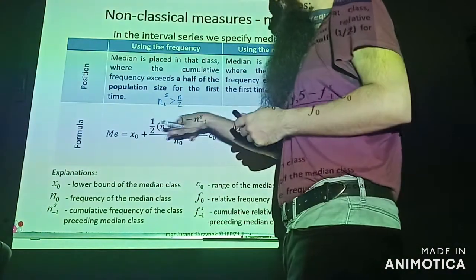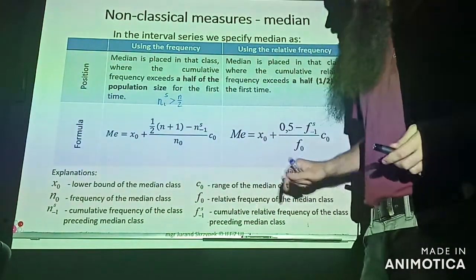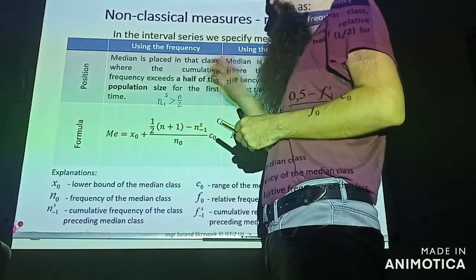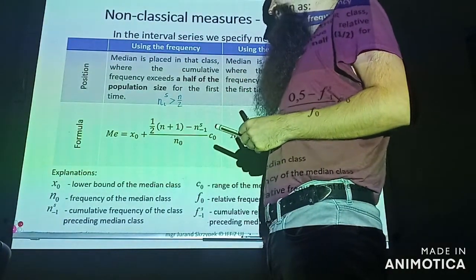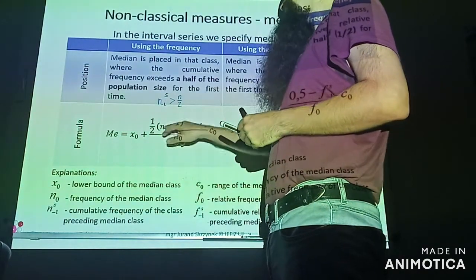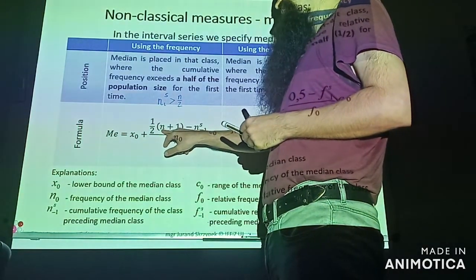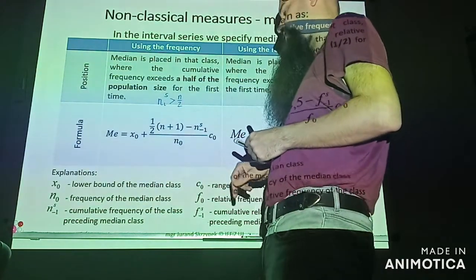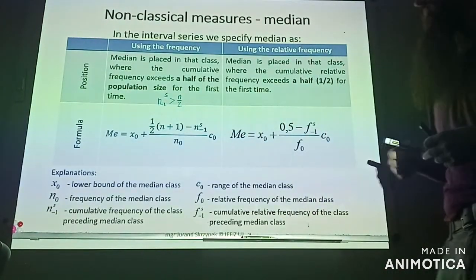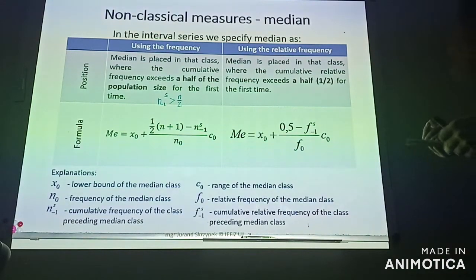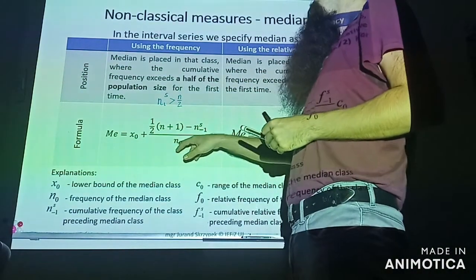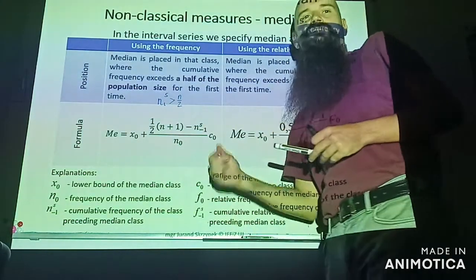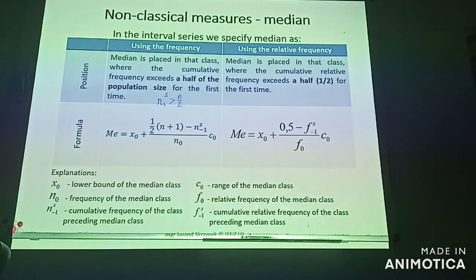we move on to the computation of the median, and all the categories are known to you. X0 is the lower bound of the median class, n is the population size, ns minus 1 is the cumulative frequency from the class that precedes the median class, and n0 is the frequency of the median class, c0 is the range of the median class.